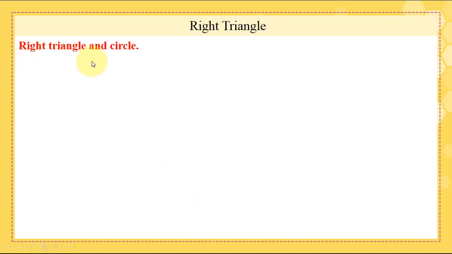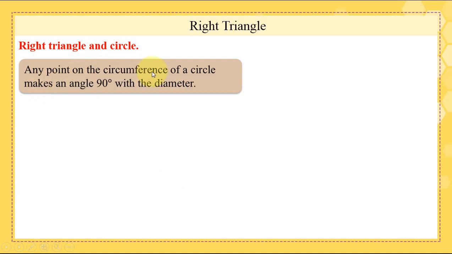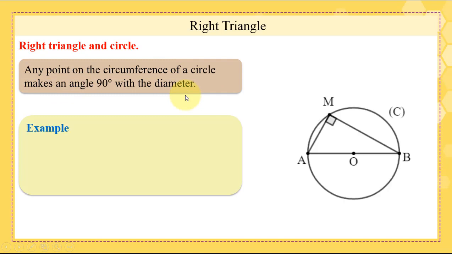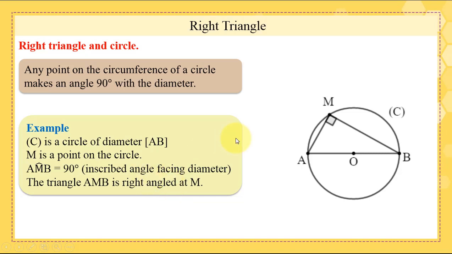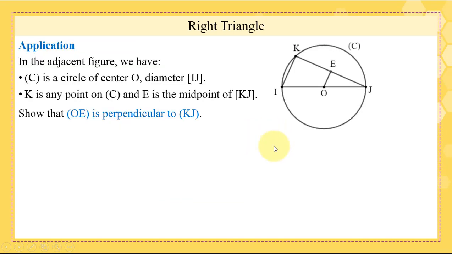Recall about right triangle and circle. Any point on the circumference of a circle makes an angle 90 degrees with the diameter. Example, C is a circle with diameter AB. M is a point on the circle. Then the angle AMB is equal to 90 degrees because it is an inscribed angle facing the diameter. So triangle AMB will be right at M.